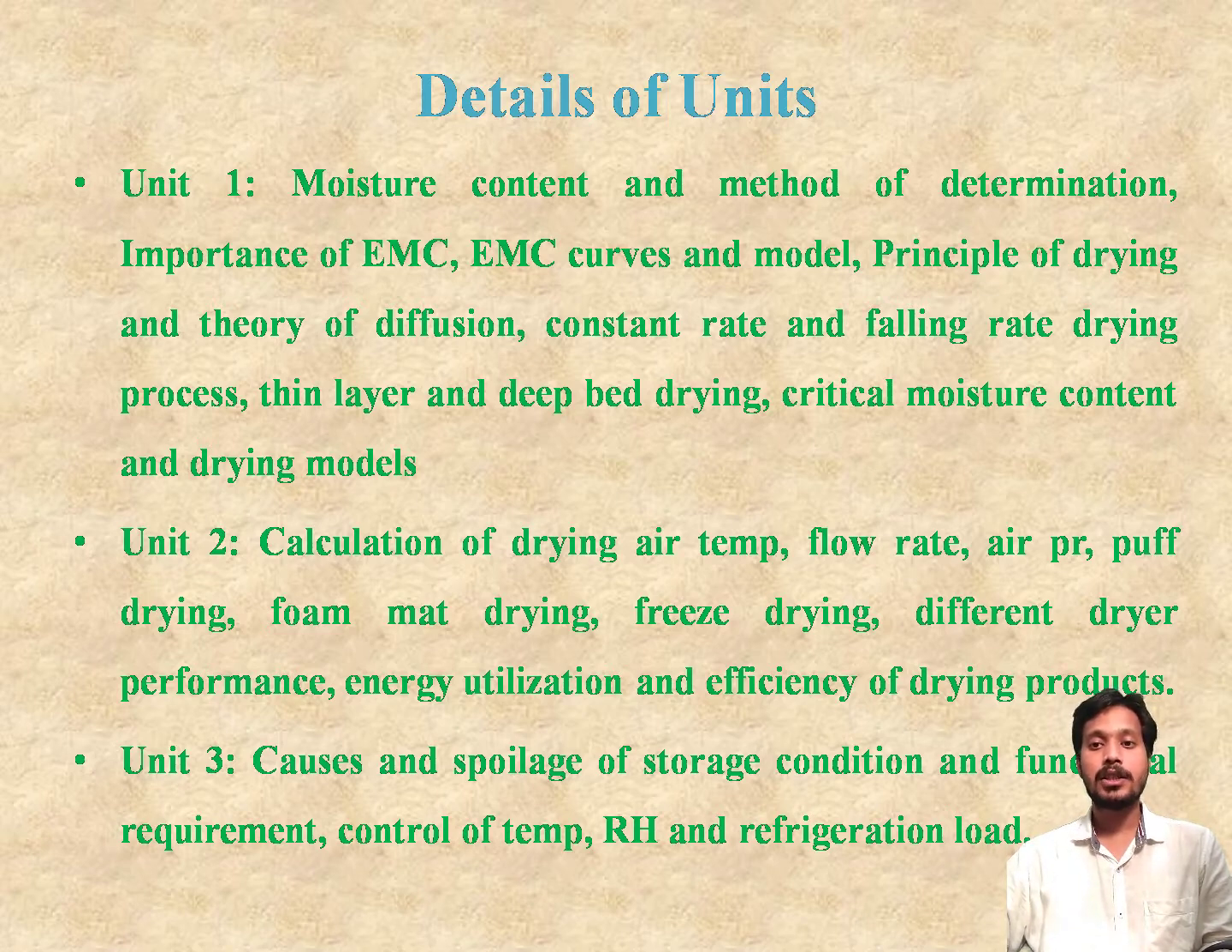In the second unit, you have calculation of drying air temperature, flow rate, puff drying, format drying, flitch drying, different dryer performance, energy utilization, efficiency of drying products. In the third unit, you have causes and spoilage of storage, condition and functional requirement, control of temperature, RH and refrigeration load.